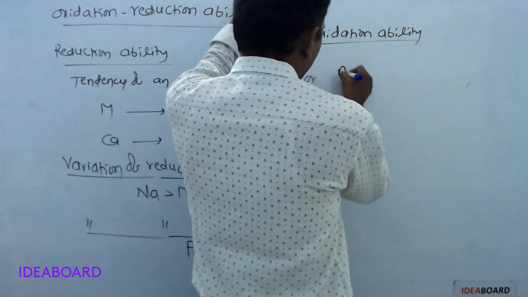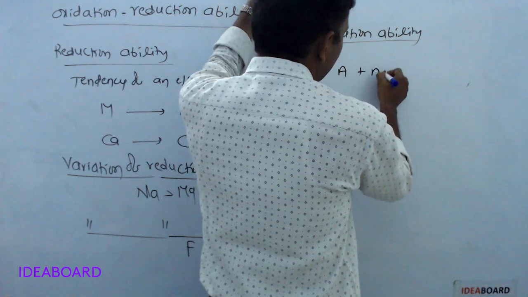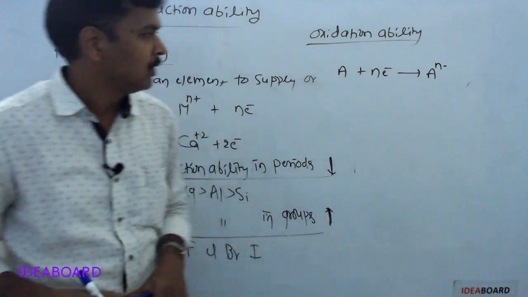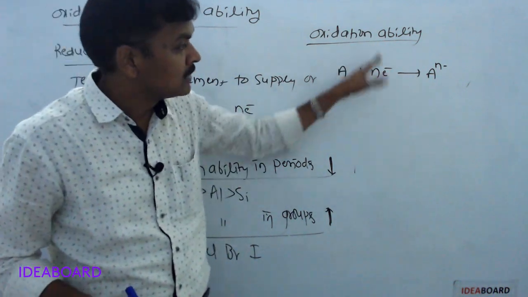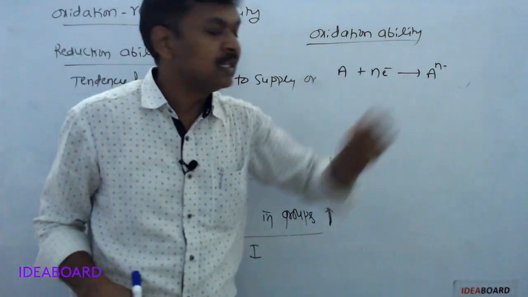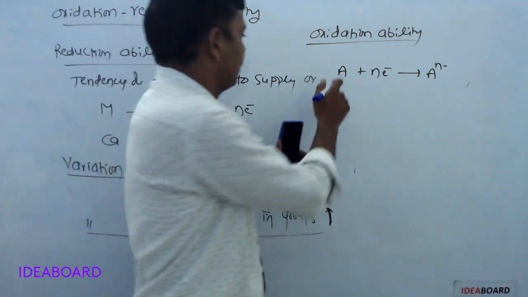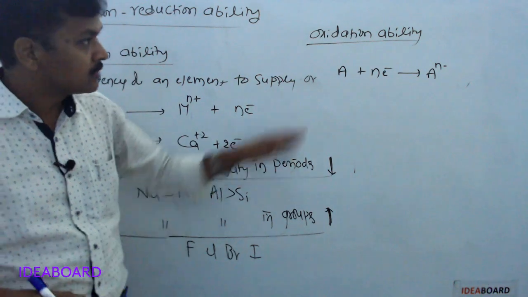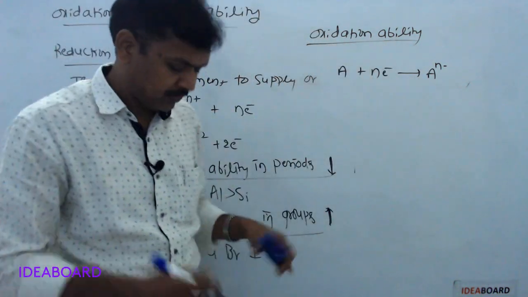So if we take A, and it gains n moles of electrons, then A n minus is formed. The tendency of an element to gain the electrons is called oxidation ability.